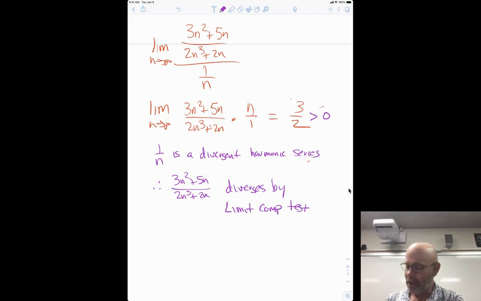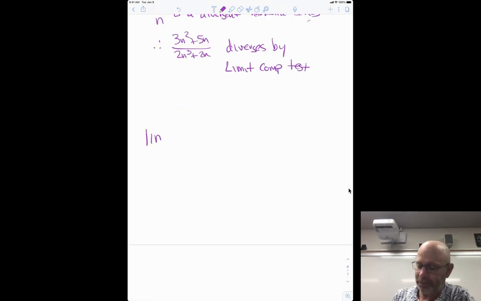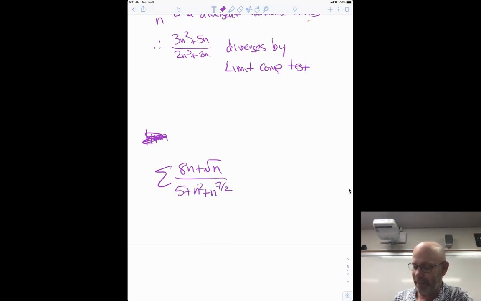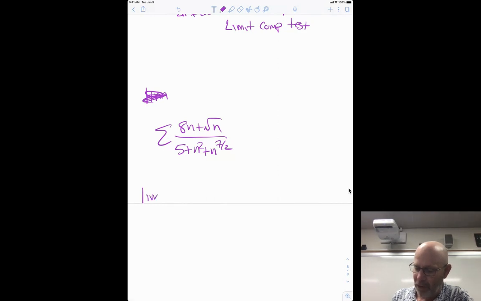Okay, I'll do one more. It's very similar, and then I'll be done. Oops, no limit yet, sorry. Summation 8n plus root n over 5 plus n squared plus n to the 7/2. So same idea. Notice polynomial, polynomial, sort of polynomial. The fractional exponents aren't really polynomials, but it's still doable. So we're going to take the limit as n approaches infinity of 8n plus root n over 5 plus n squared plus n to the 7/2.